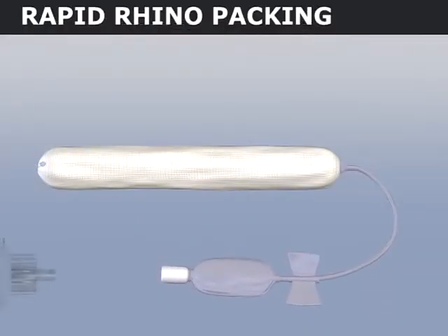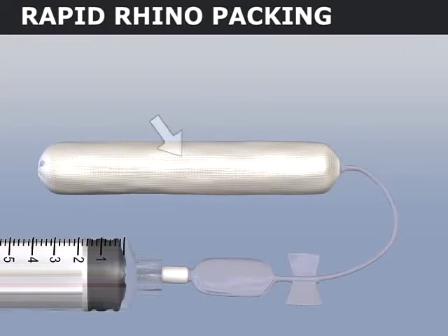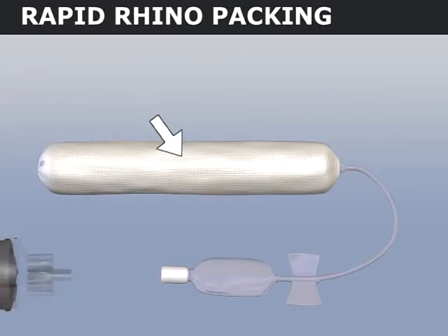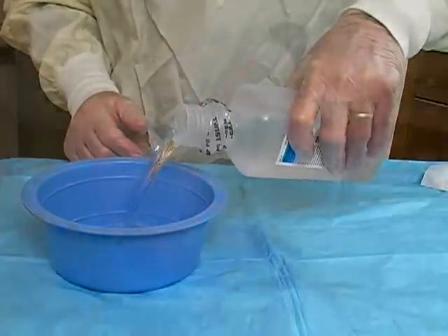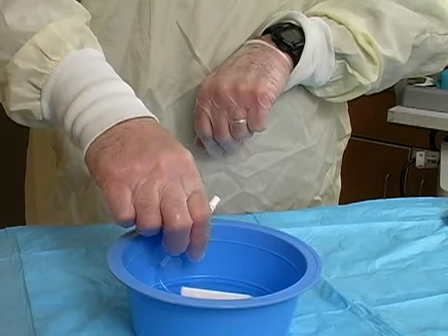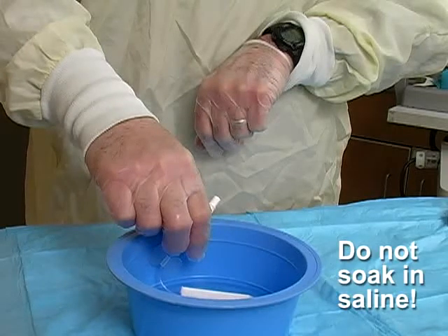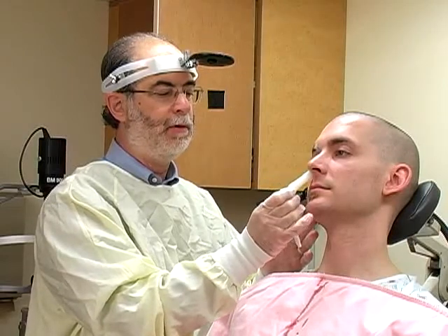The Rapid Rhino anterior pack is an inflatable nasal tampon with a hydrocolloid surface that enhances hemostasis. Prior to placing the Rapid Rhino, it must be submersed in sterile water for 30 seconds. Do not soak the device in saline. Placement is similar to that of the Merocel tampon.